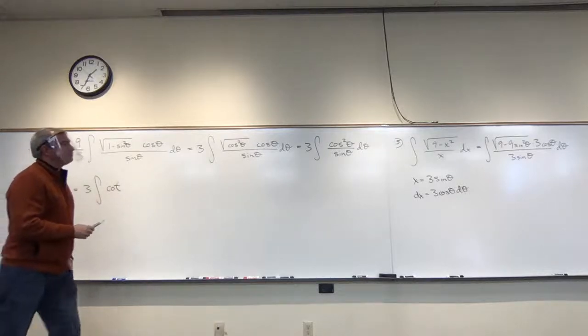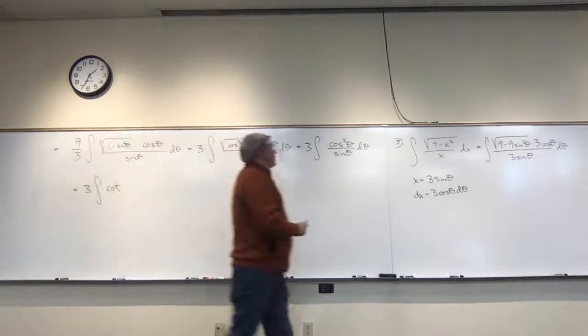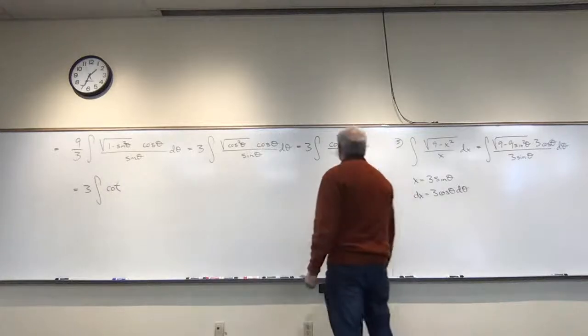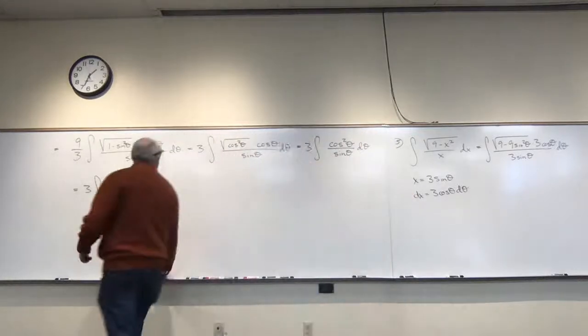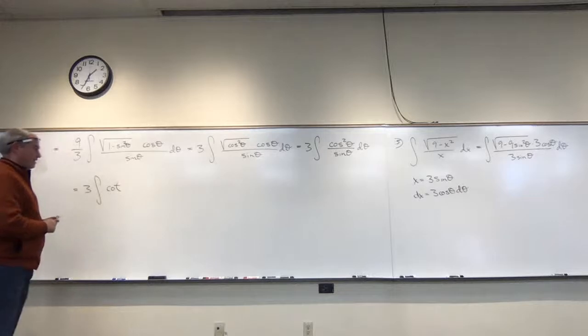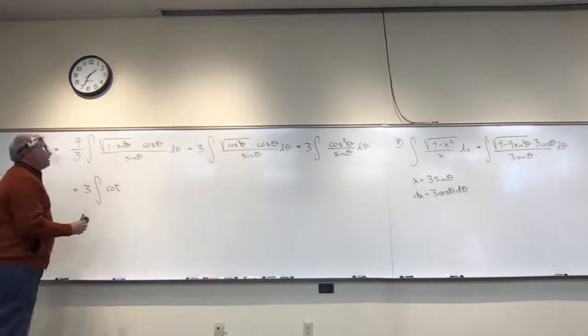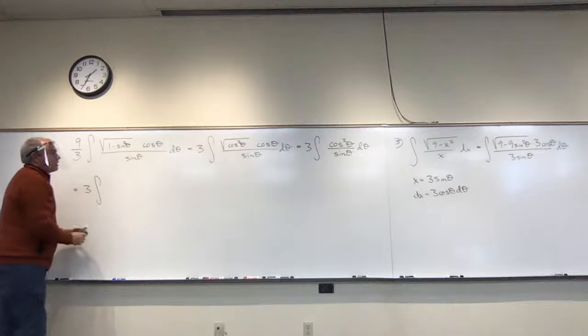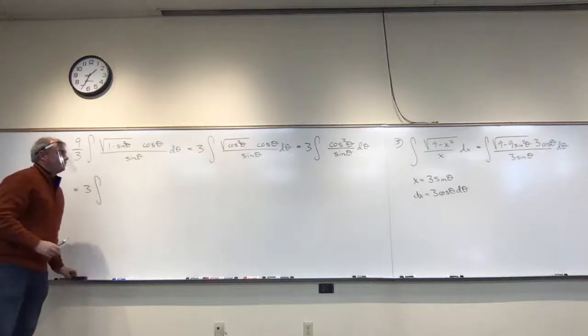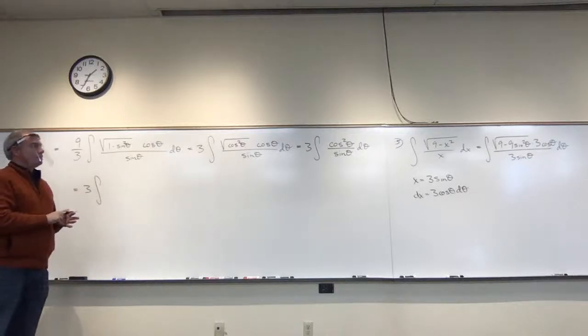So this is cotangent theta times cosine of theta. I don't know if I'm in love with that. Okay, so let's not do it. Let's change the cosine squared of theta into, let's see, do I like that?